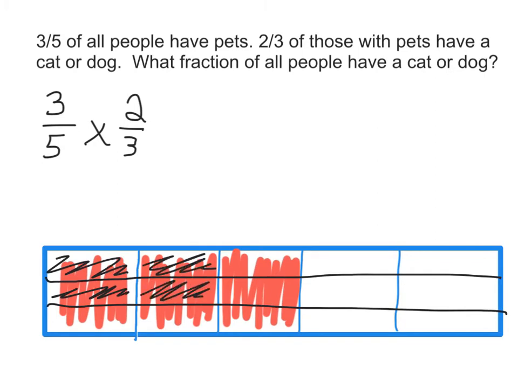This gives me a total of 6 squares that are colored now in both red and black. So 6. And my denominator, my total, is 15. So my answer here is 6/15.